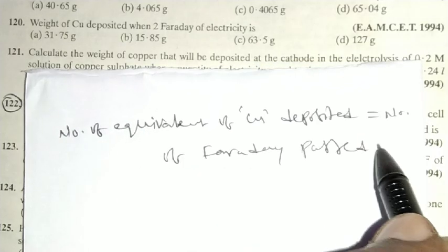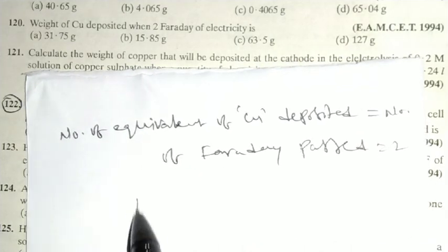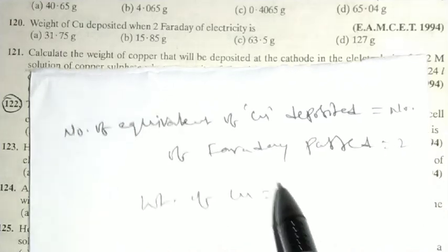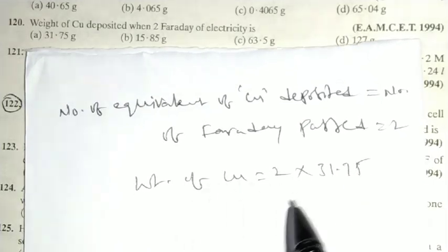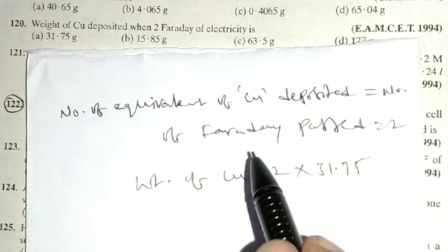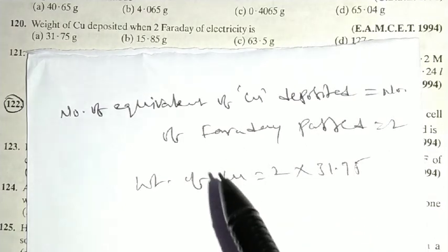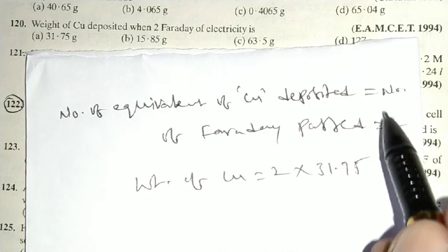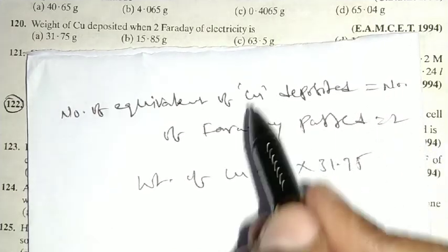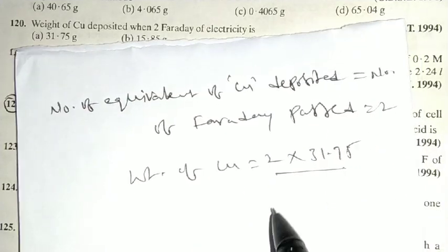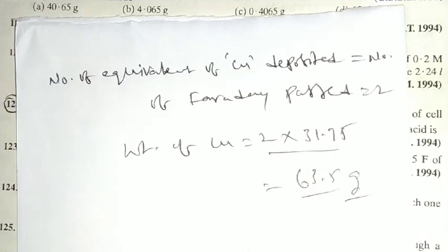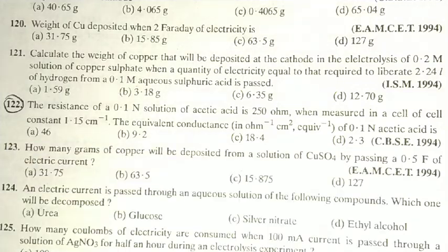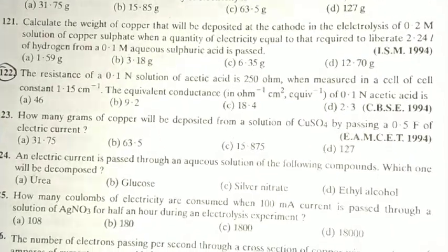So here 2 Faradays they passed. That means 2 equivalents. Then the weight of copper is 2 into 31.75. How many equivalents? The equivalent weight of copper is 31.75. So 2 Faradays means 2 equivalents, that means 2 into 31.75. We'll get 63.5 grams. Is it clear? Very simple method. Very important method. 63.5 grams. Is it okay? Now look at the next question.